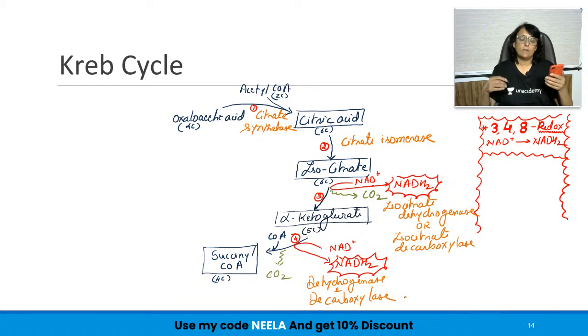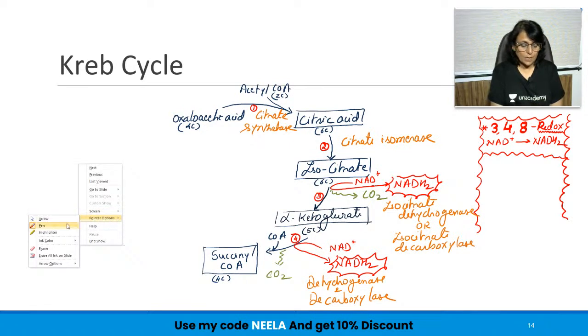So there is removal of hydrogen, there is removal of carbon dioxide, and when we know that all these things are happening, we actually are able to write down the name of the enzymes. This is our step number 4. Okay. Now let me give you one more thing here.